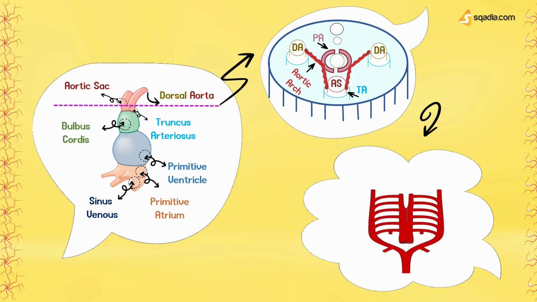Now, if we move this structure out, this structure will look like this. This is aortic sac. This is dorsal aorta. And these are aortic arches. This is descending aorta. Now class, I need more attention from you. Let's have a detailed view of this structure.